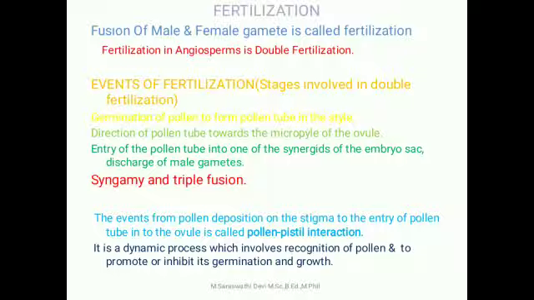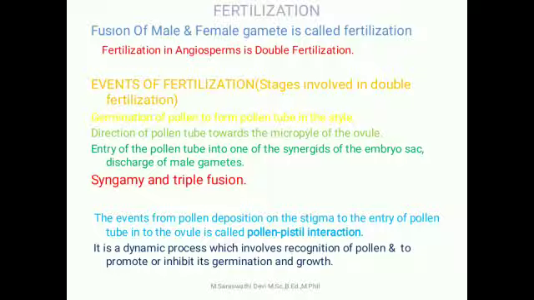The first one, germination of pollen to form a pollen tube in the style. Second one, direction of the pollen tube towards the micropyle of the ovule. Third one, entry of the pollen tube into one of the synergids of the embryo sac and discharge of the male gametes. Last one, syngamy and triple fusion. These two processes are called double fertilization.